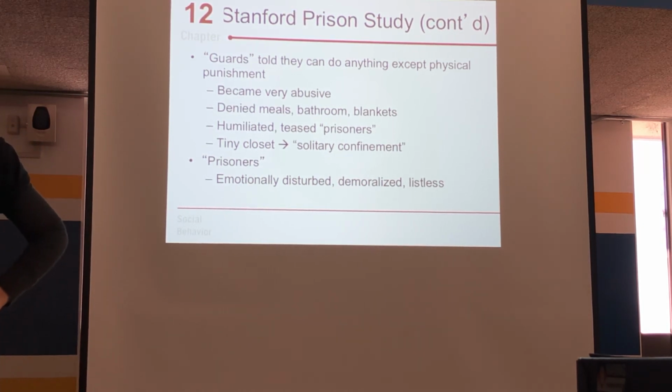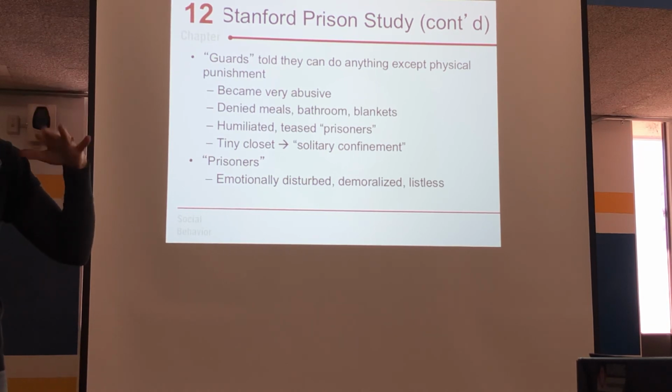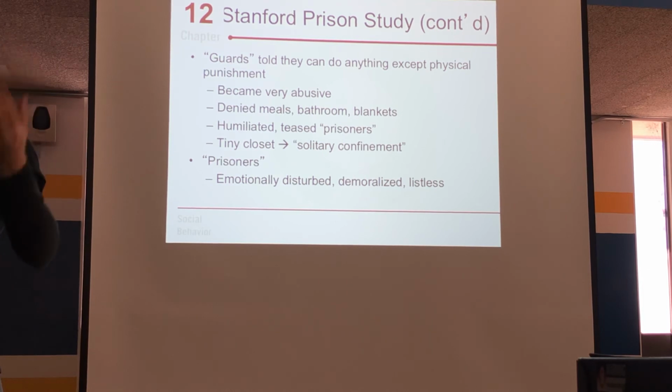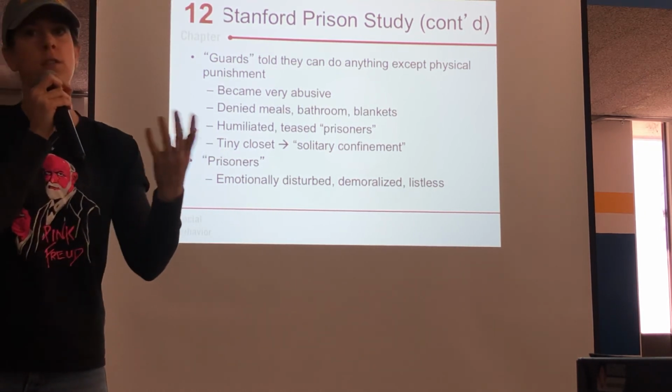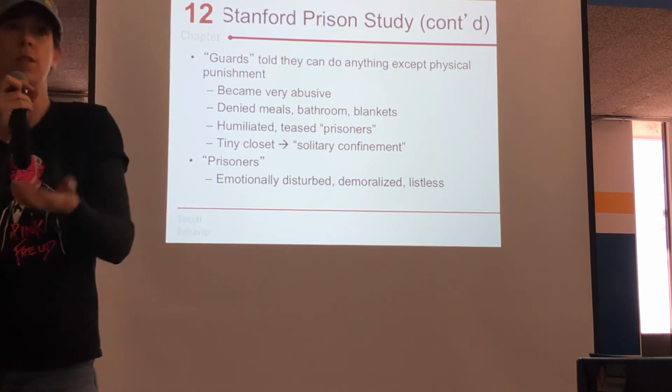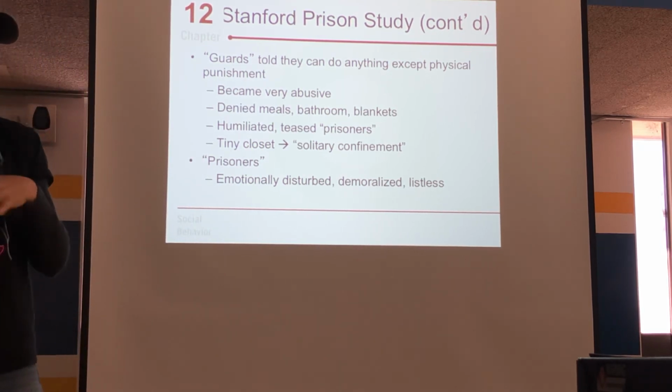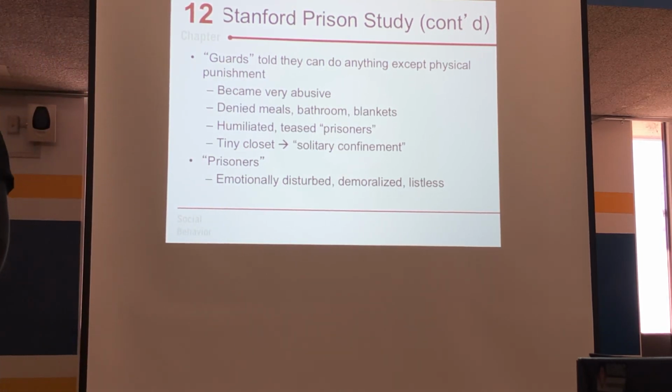So the whole thing with the Zimbardo-Stanford prison study is it really shows the power of the situation and the influence of social roles. Social roles, meaning we believe a prisoner acts this way, so we act that way. We believe a guard is supposed to act that way, so we act that way. Okay? Any questions?